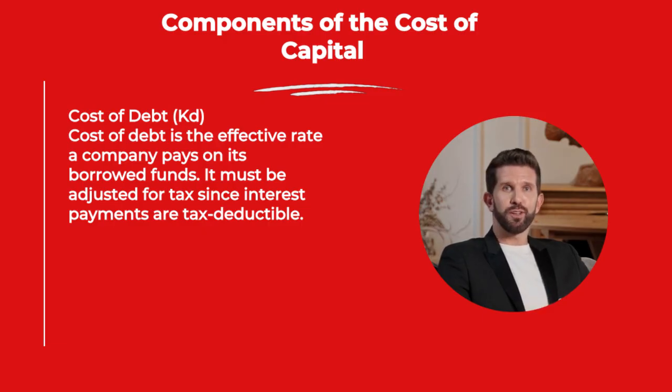3. Cost of preferred stock, KP. KP = D/P, where D is the annual dividend and P is the market price of preferred shares. Preferred stock is less risky than equity, but more expensive than debt due to lack of tax deductibility.